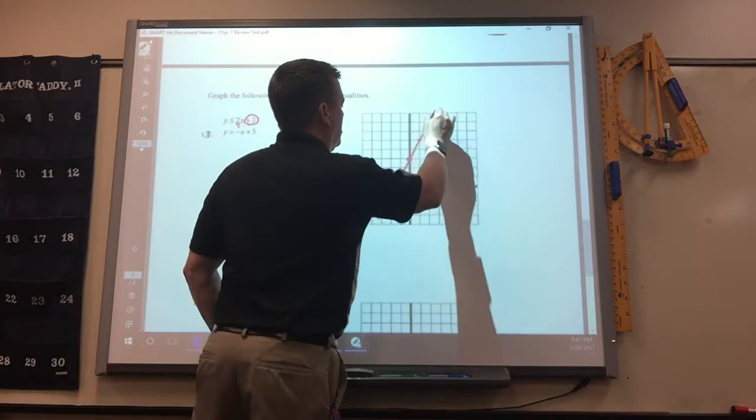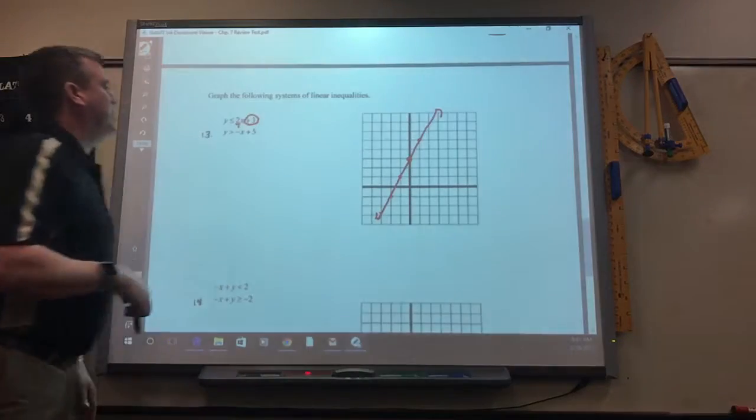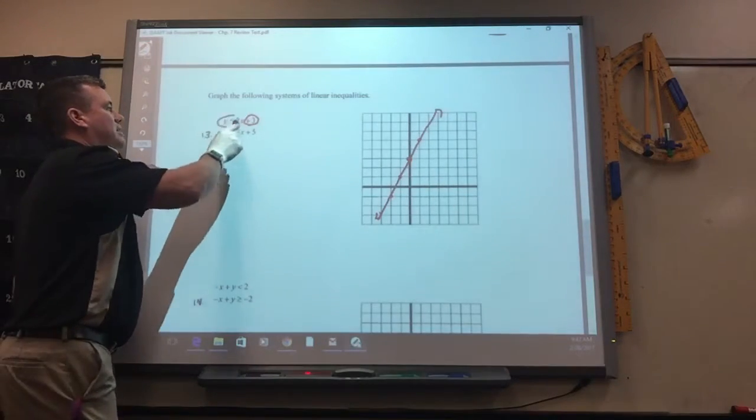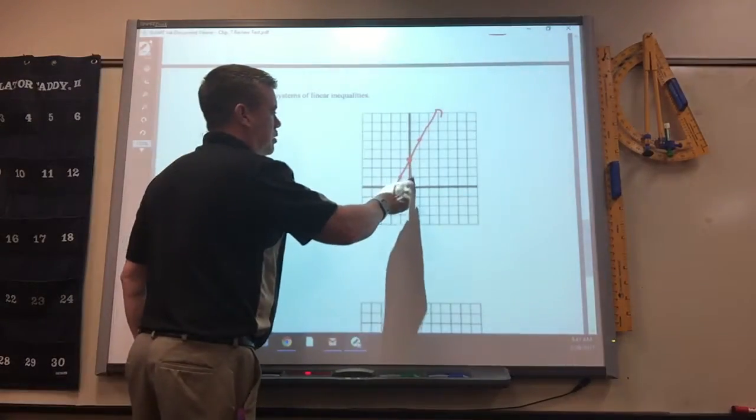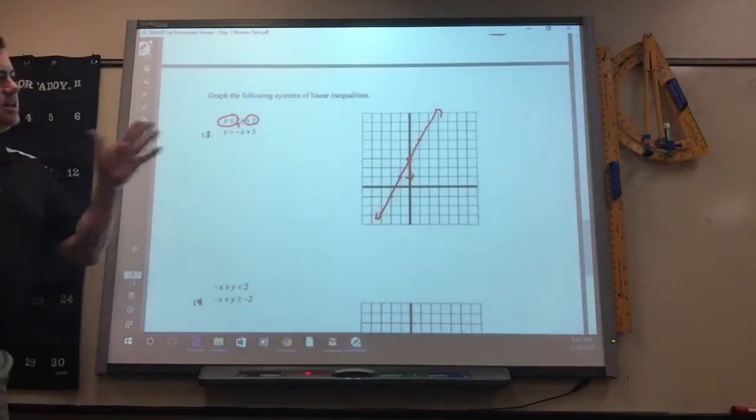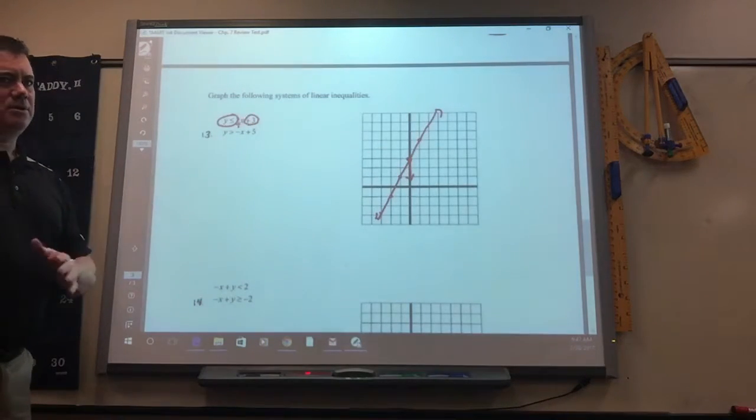And then you got to shade one side or the other. Y is less than, which means everything below is going to be shaded. So you could either lightly shade it or just remember it's everything below.